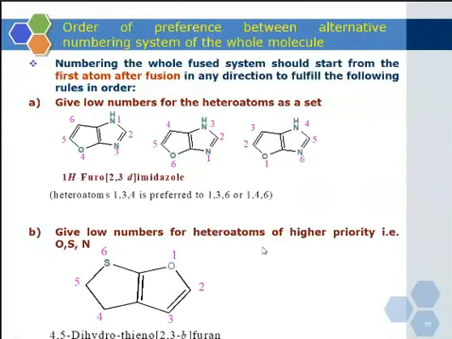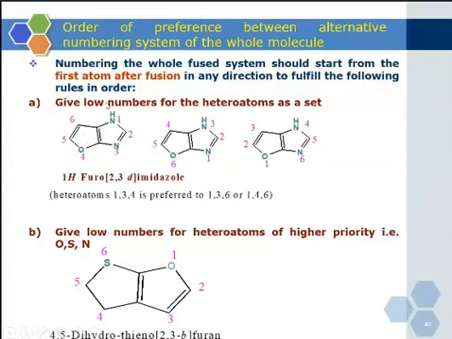The order of preference between alternative numbering systems of the whole molecule. Here we can see some examples. When numbering of the whole fused ring system is done, it should start from the first atom after fusion in any direction to fulfill the following condition. First, when there are 2 fused rings, the numbering will start from the first atom after the site of fusion, either from this, or from this, or from this position. Any one position is correct.